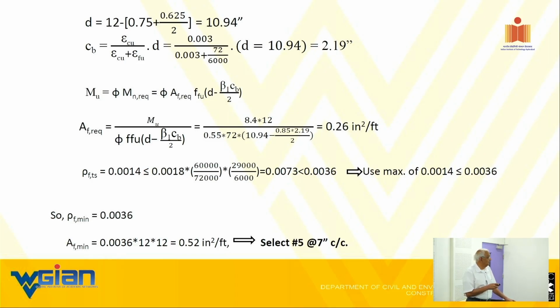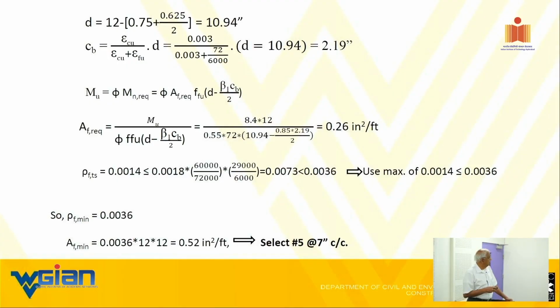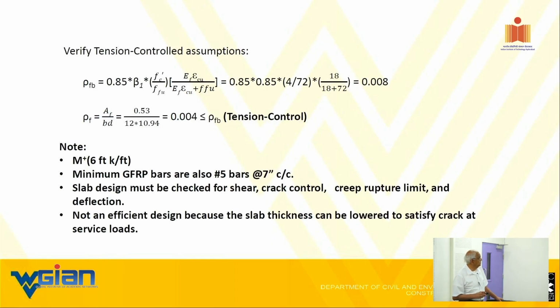Corresponding to this, the area of number 5 is 0.3, divided by 0.52 times 12. Okay. All right. So do you see how we arrived at it? For a one-way slab, a two-way slab is much more in tension. A two-way slab is much more difficult.